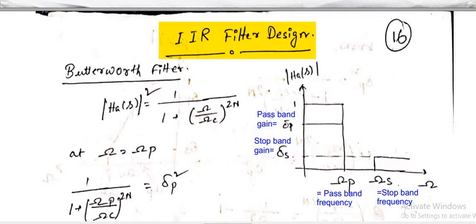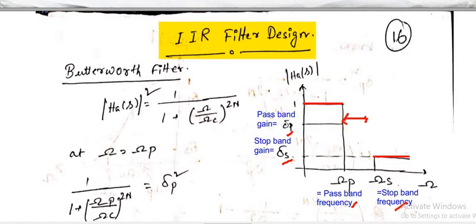Now here, four parameters are given. One is the pass band gain, which is basically delta p here. The stop band gain is delta s. The pass band frequency is omega p, and the stop band frequency is omega s. Now this band is called the pass band, and this band is called the stop band. In between is called the transition band.